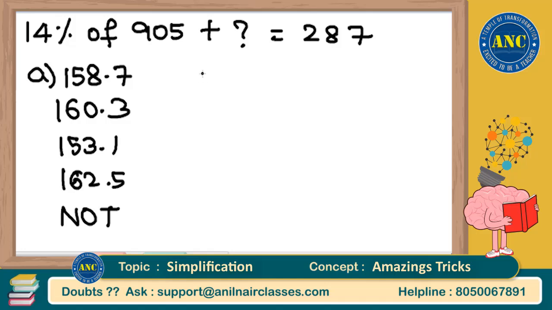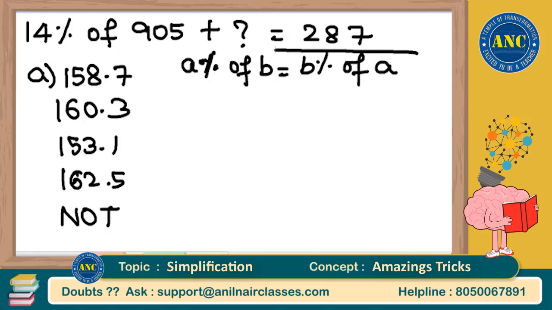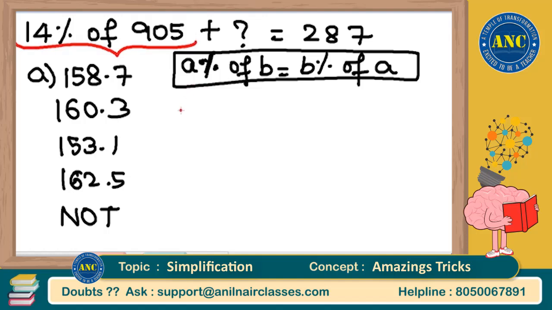Now, in my previous class, I told you this concept. A percentage of B is equal to B percentage of A. That means 14% of 905 is nothing but equal to 905% of 14. Both are absolutely the same. Now, forget about 905. 900% of 14 is 9 into 14. It is 126, right?